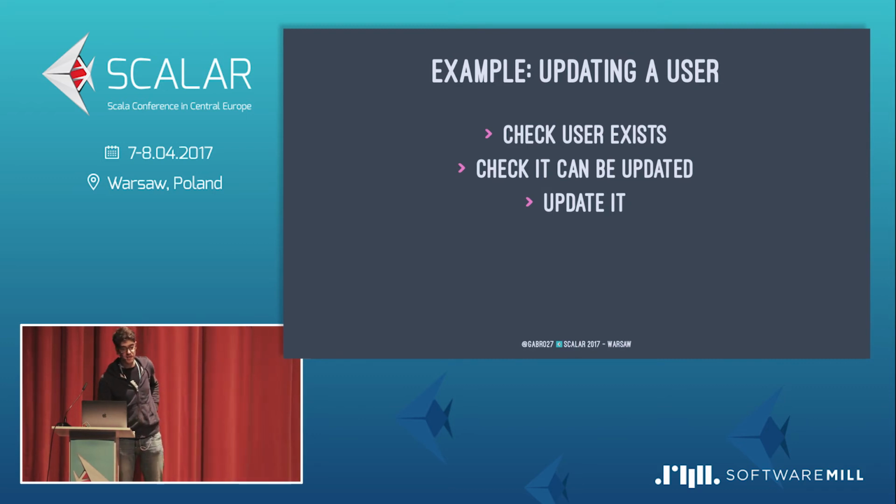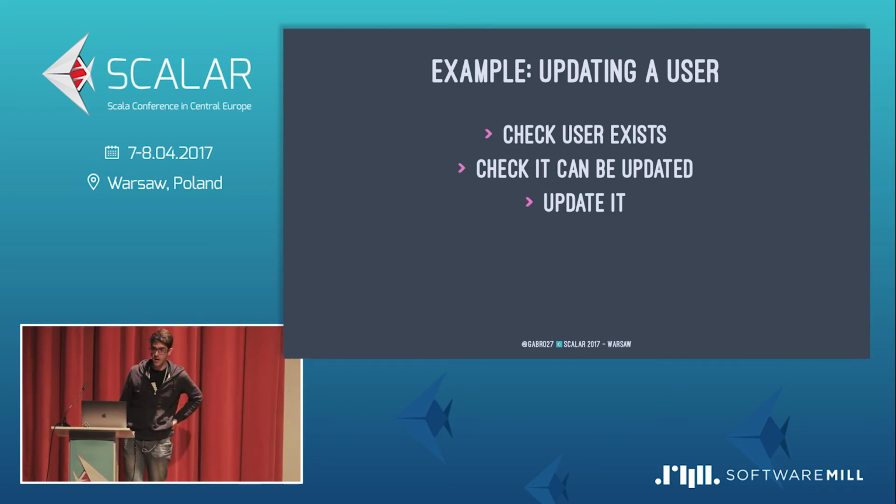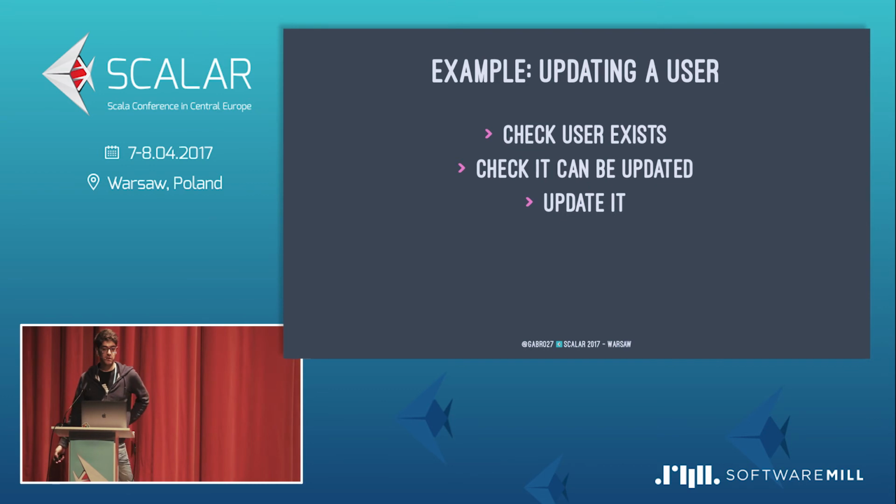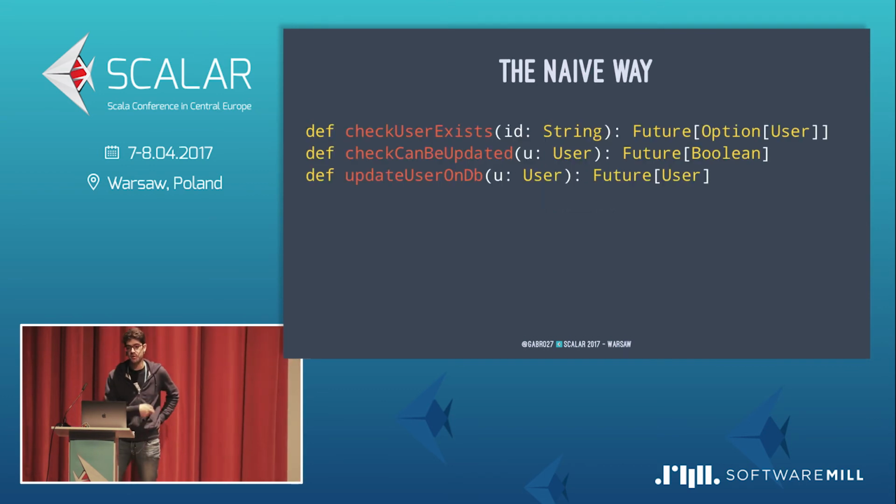Let's take the last example, which is about updating a user. This is a reasonable use case. You need to check whether a user exists. You need to check whether it can be updated, and then you have to update it on the DB. So you have a Future of an Option of a User, a Future of a Boolean, a Future of a User. They're kind of different types.